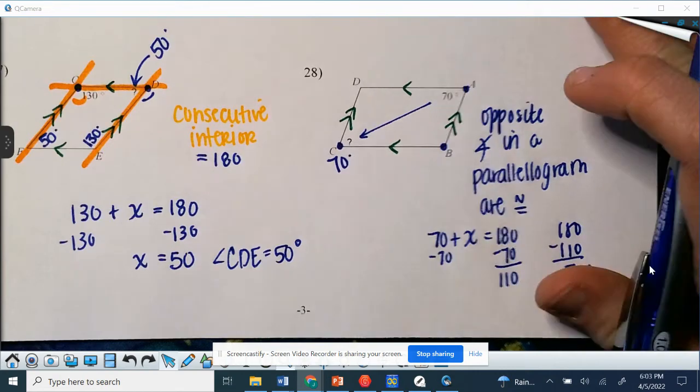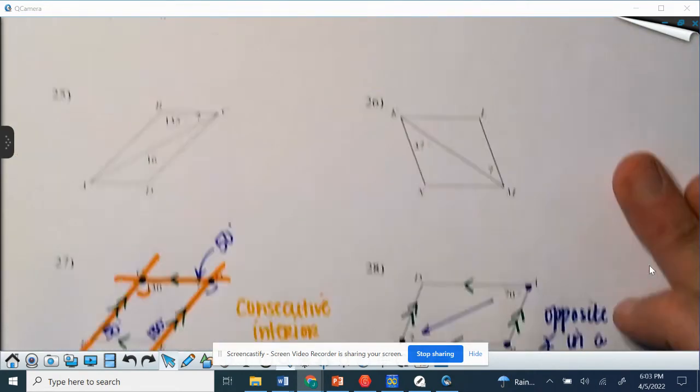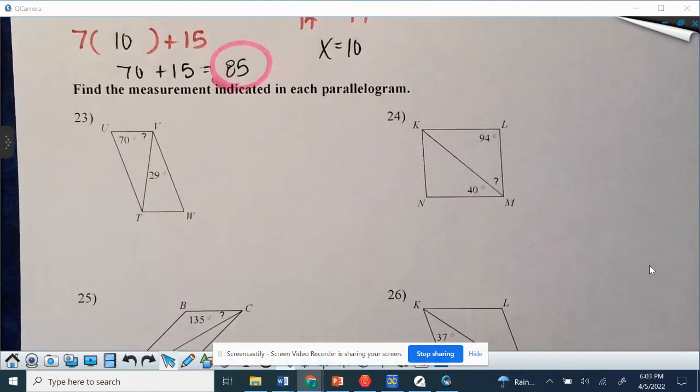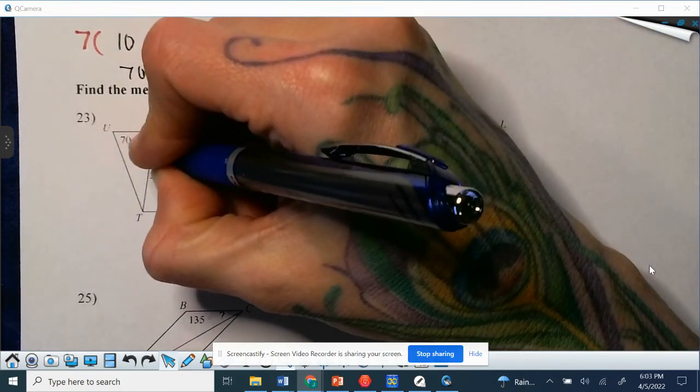All right, so now we're going to get into transversals. This is going to be good stuff. So transversals of a parallelogram. This is not drawn very well, but this is 29 in here.